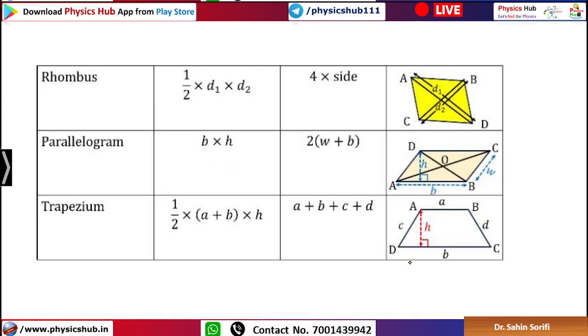Let's move on. Some other few more structures are there in 2D. Rhombus. For rhombus, you can see the diagonal lengths are D1 and D2, and the area will become half of the multiplication of the diagonals, D1 and D2. And obviously, the rhombus perimeter will be 4 times the length of each side. Okay, 4 times the side.